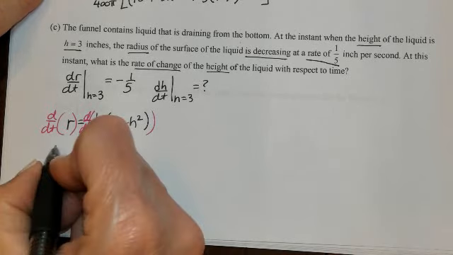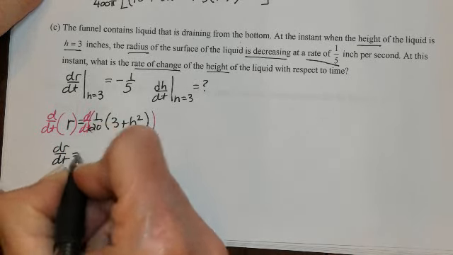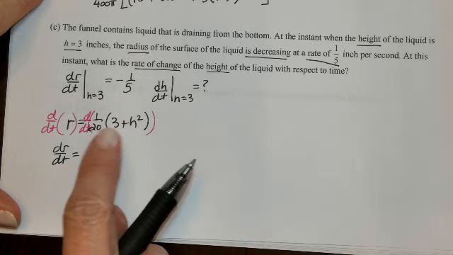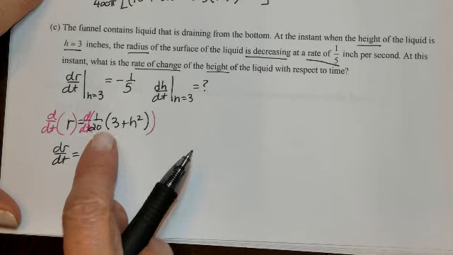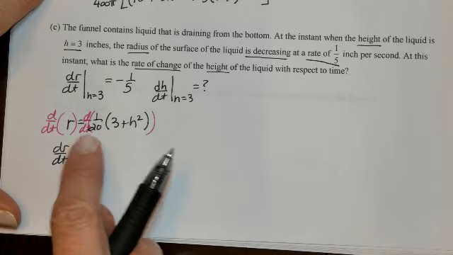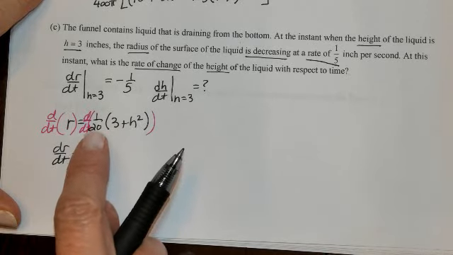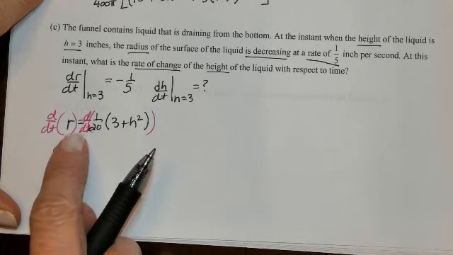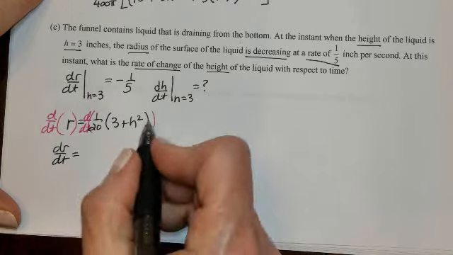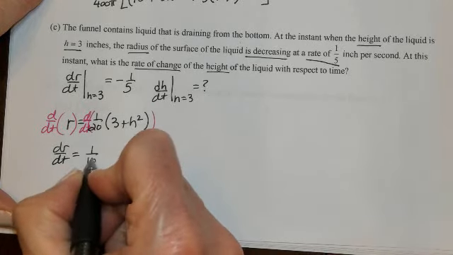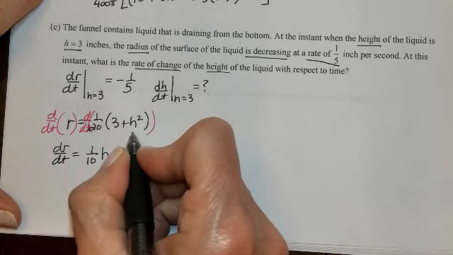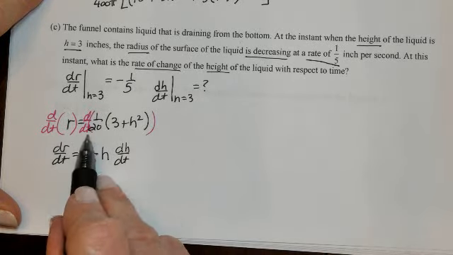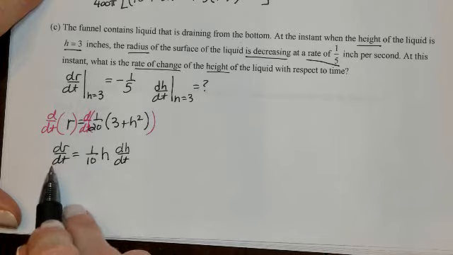On the left-hand side, I will have dr dt. And on the right-hand side, I'm taking the derivative, right? So if I distribute this 120 through the parentheses, I'm going to have this constant. The derivative of the constant is just 0. And then I'm going to have 1/20th times h squared. And the derivative of that with respect to t is going to be 2 times 1/20th, which is 1/10th, h to the 1st, times dh dt. Don't forget implicit differentiation there. Okay?